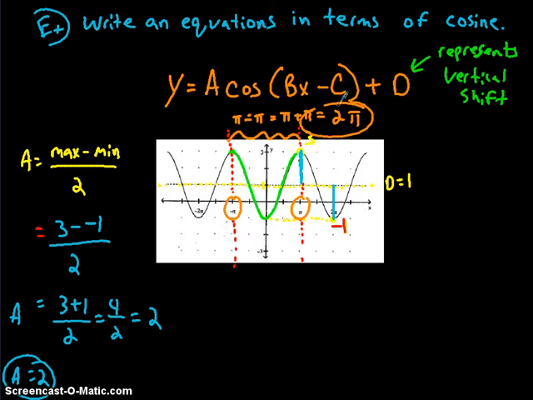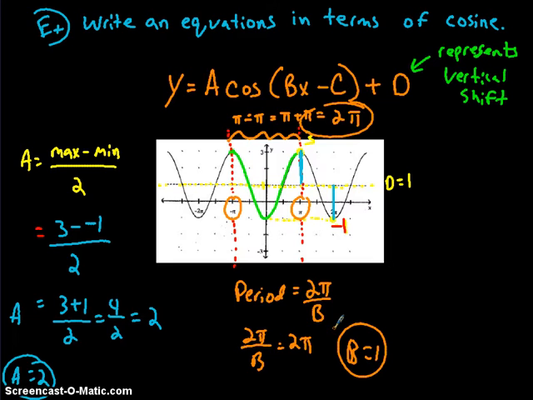So to find B, again, the period is equal to 2 pi over B. So 2 pi over B equals 2 pi. We just did it a while ago. We should know B now is 1.